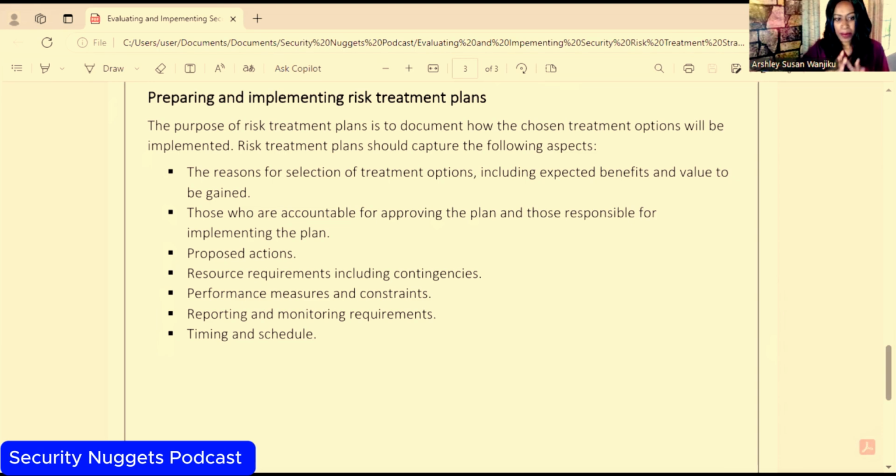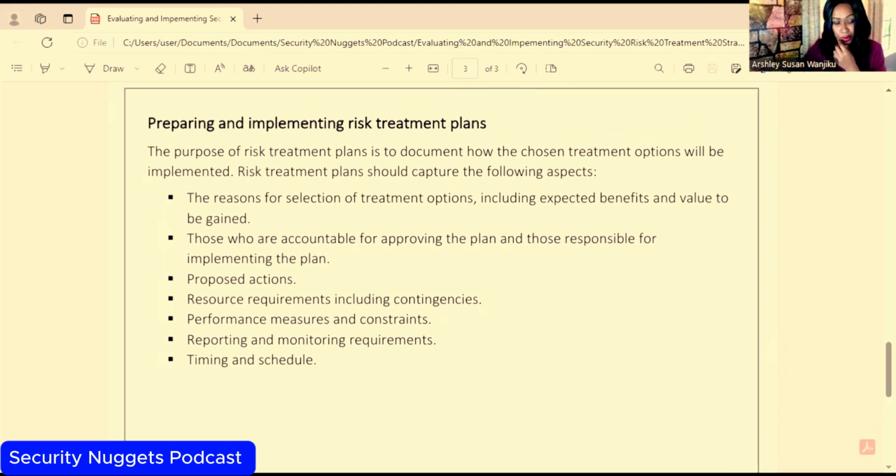Now, the purpose of a risk treatment plan is to document how the chosen treatment options will be implemented. Risk treatment plans should capture the following aspects, all right? So these are some of the important aspects that need to be covered in your risk treatment plan, all right?